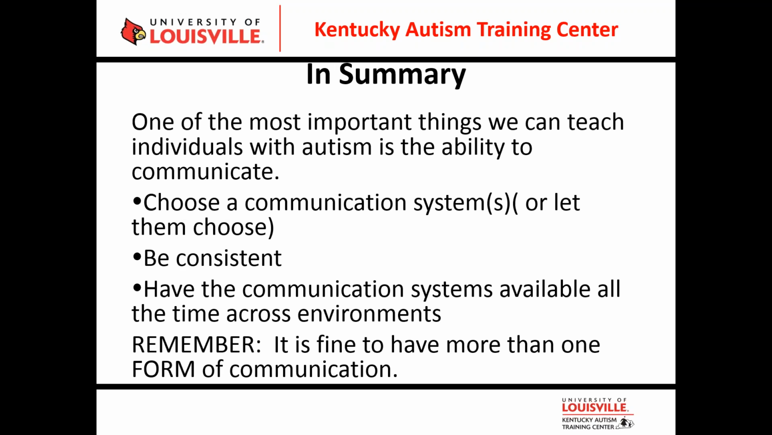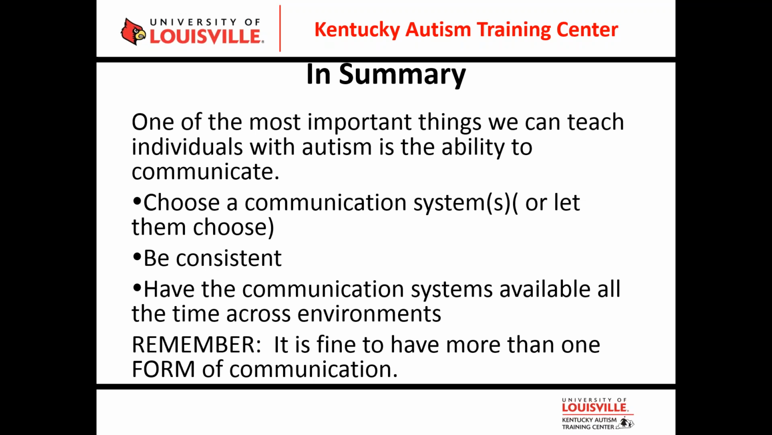So kind of wrapping up before we take questions, one of the most important things we could teach individuals with autism is that ability to communicate. I always say pick those systems and work with the individual to make sure you're using a system that is appropriate for the child or the student. Give them input into the system that they're going to use, whether it's PECs or a device, or vocal language, or sign, or whatever system they're using, be consistent and make sure it's available to them across all environments.